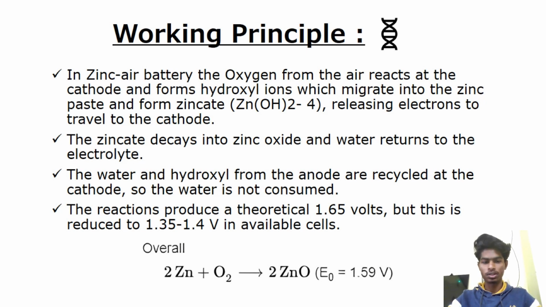Here we can see the reactions will produce 1.65 volts, but this is reduced to 1.35 to 1.4 volts in available cells. Overall, we can see the chemical reaction: 2Zn plus O2 gives 2ZnO. Here zinc metal reacts with oxygen and forms 2ZnO.